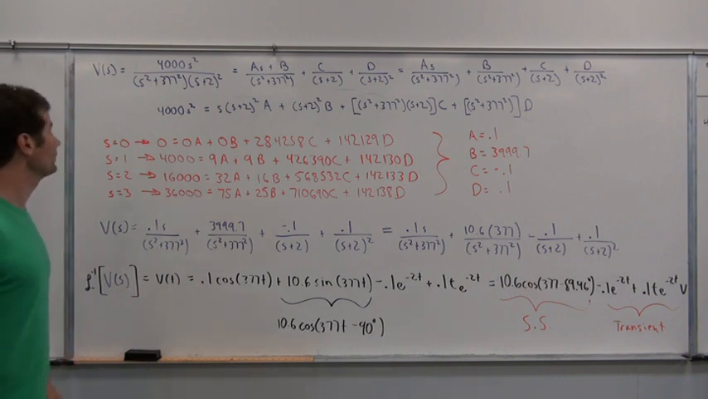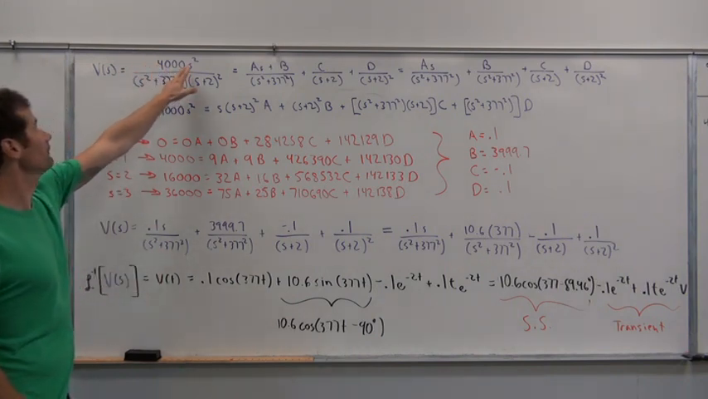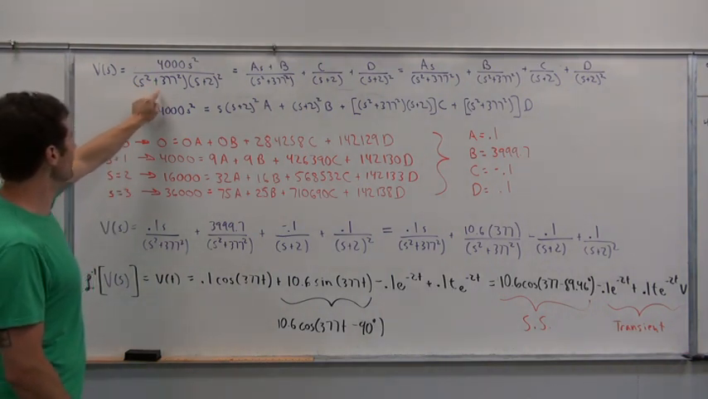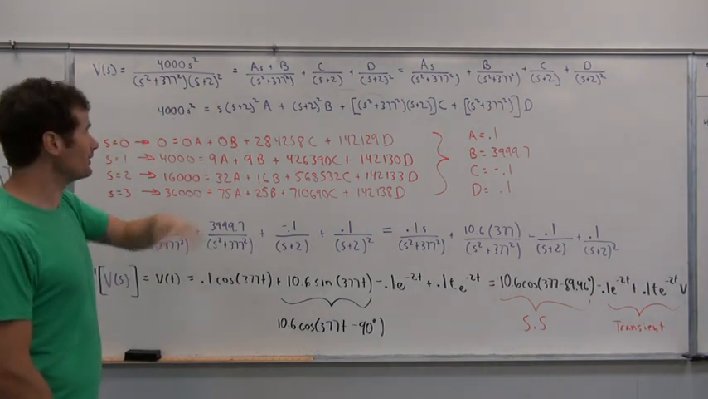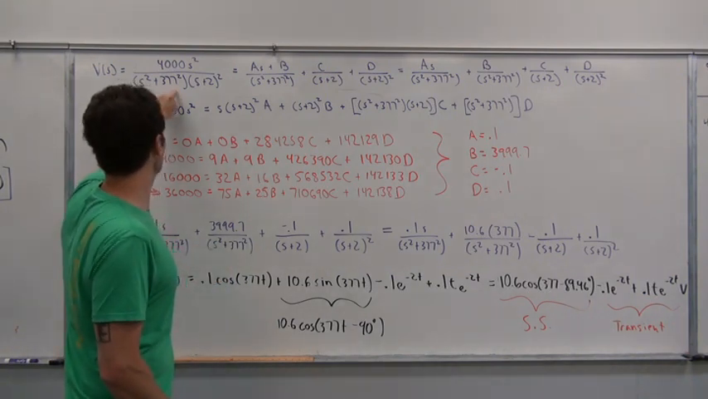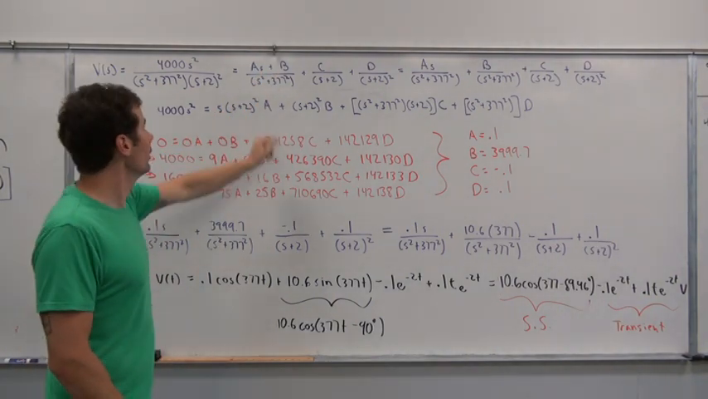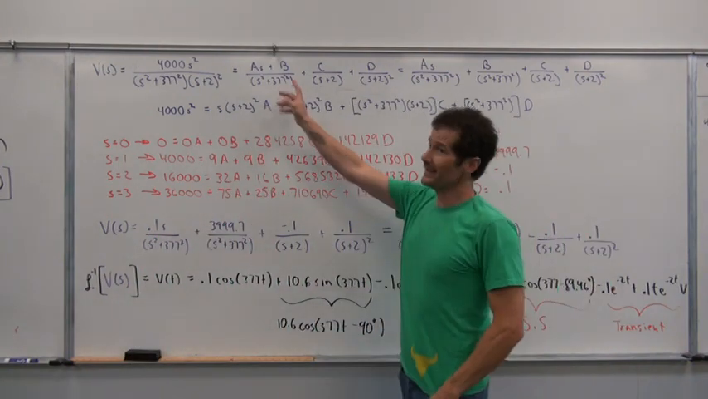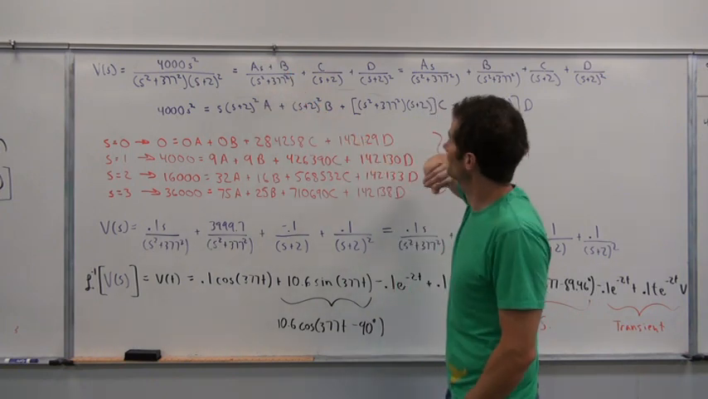So here, for the partial fraction expansion, we've got 4,000 s squared. Once we've isolated and divided through to solve for V of s, we get s squared plus 377 squared times s plus 2 squared. When we do the partial fraction expansion for s squared plus 377 squared, we get As plus B in the numerator over s squared plus 377 squared. So that's a little bit different right there.